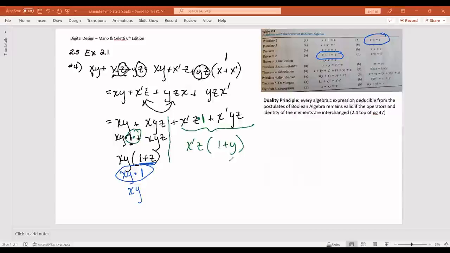This is the exact same thing as the other side: if you have a term ORed with a 1, it's always going to be 1. So this is X prime Z and 1. And we know that anything ANDed with 1 just gives you the term. So that's X prime Z. And we still have an OR in the middle here, so this is a plus. And that's where they end up with that problem. That's the least amount of literals.